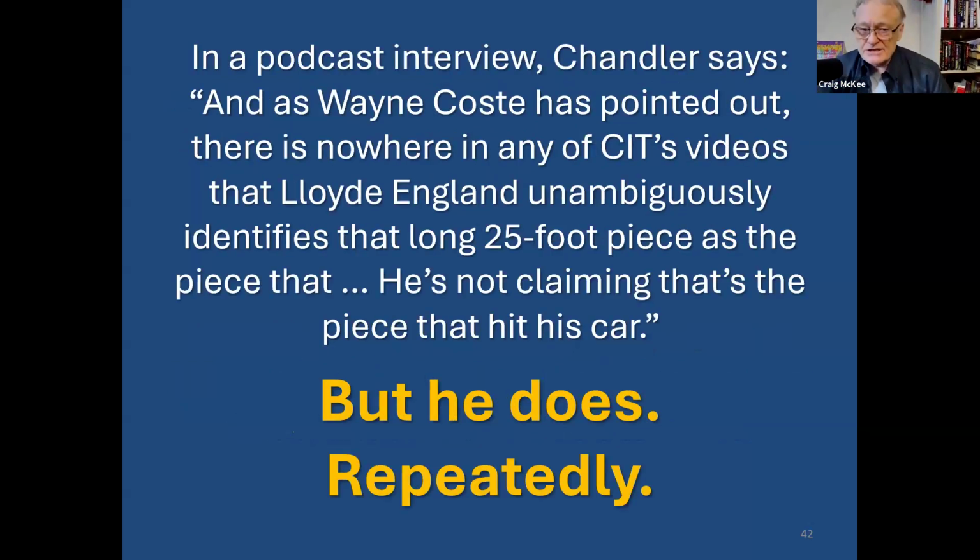In a podcast, David Chandler says, as Coste has pointed out, there is nowhere in any of CIT's videos that Lloyd England unambiguously identifies this pole. And he's not claiming that's the pole that hit his car, but he is, as you've seen repeatedly.